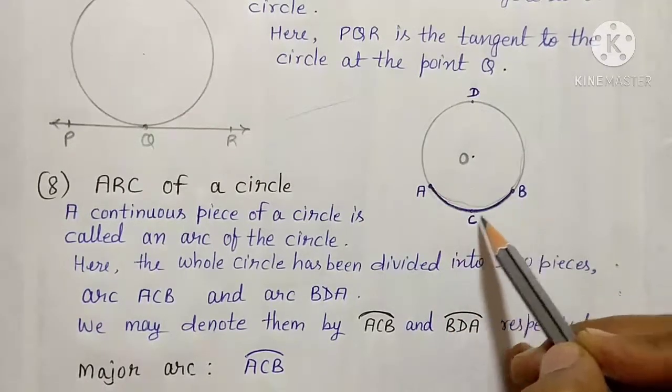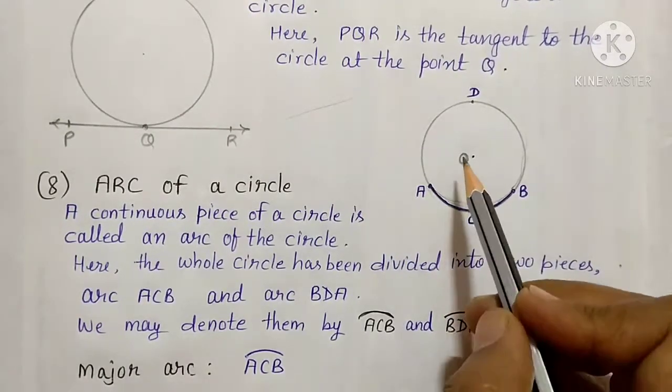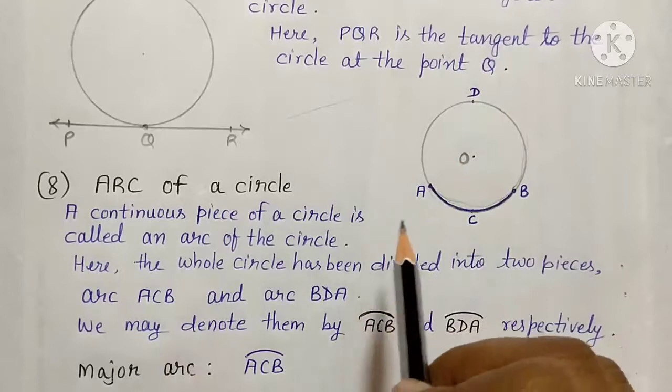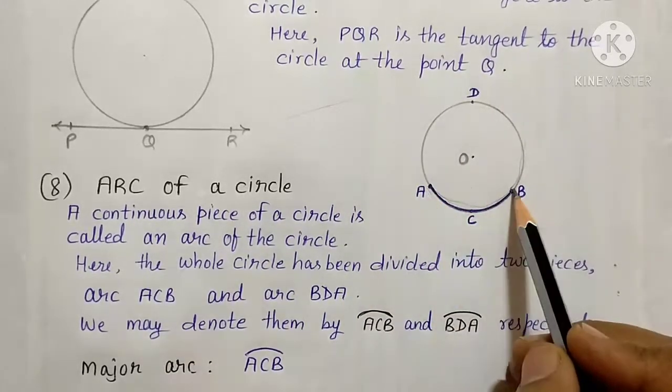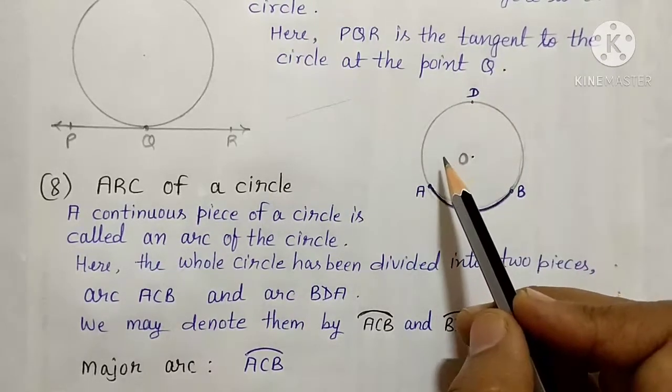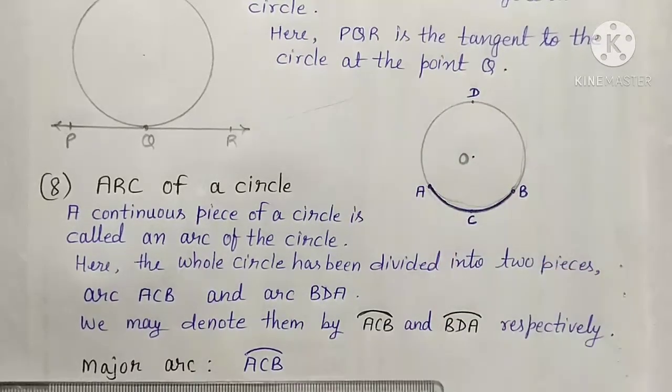So this ACB will be called a small arc because its length is less compared to the length of BDA. So ACB is a minor arc and BDA is a major arc. Clear or not what I am saying? Just pay attention here.